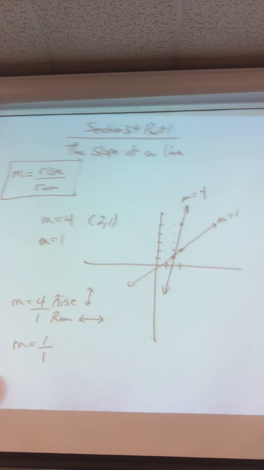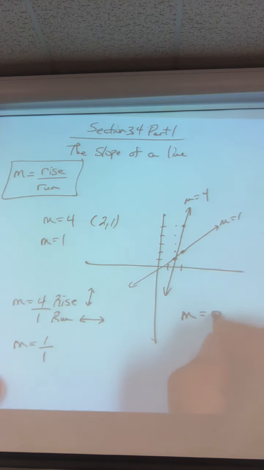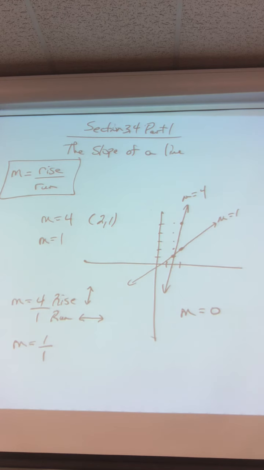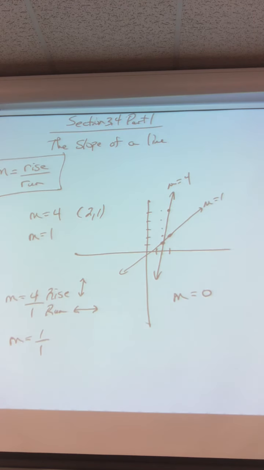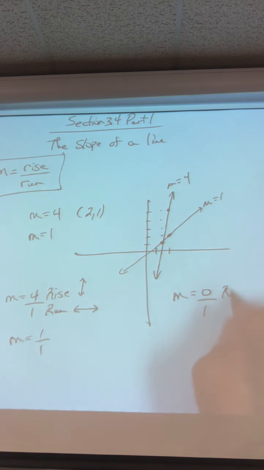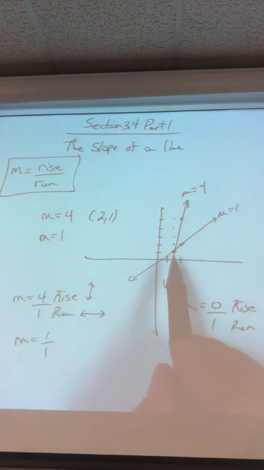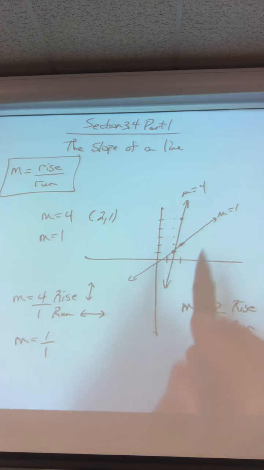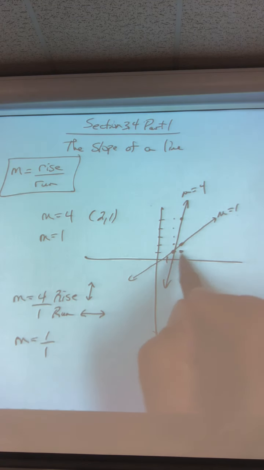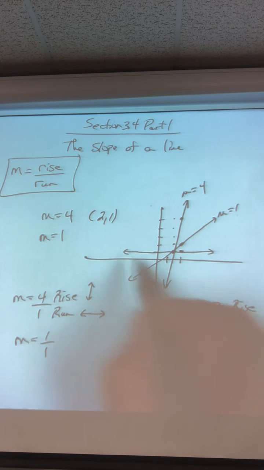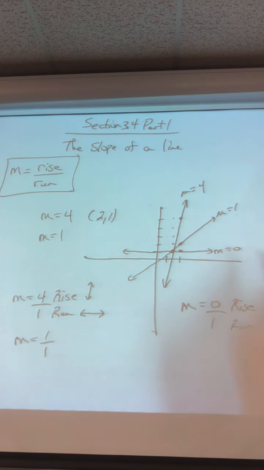Now, what if the line is slope 0? Well, we've already talked about it, but I'm going to do it again here. 0 is understood to be 0 over 1. So this would be rise, none, run, 1. So if I use this same graph, go up none, go to the right 1. So you can see that that line is perfectly horizontal.